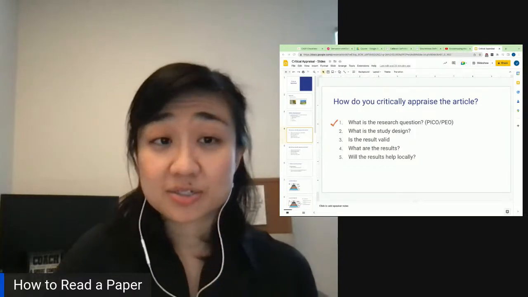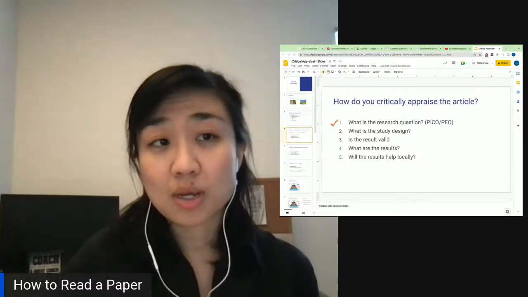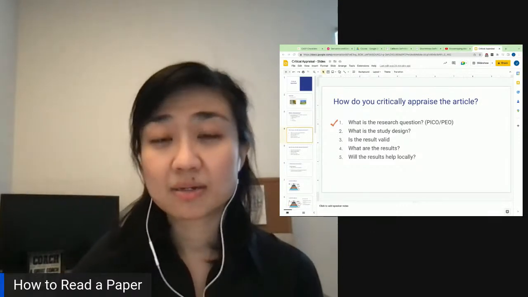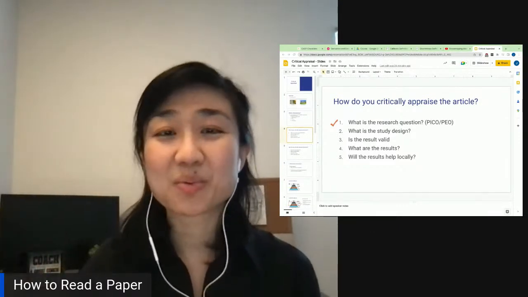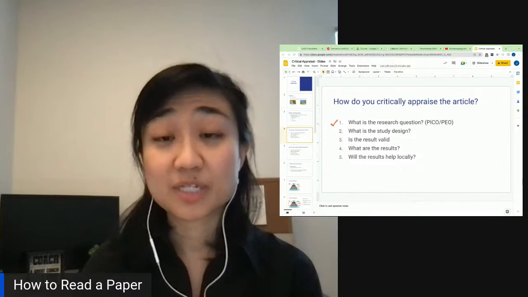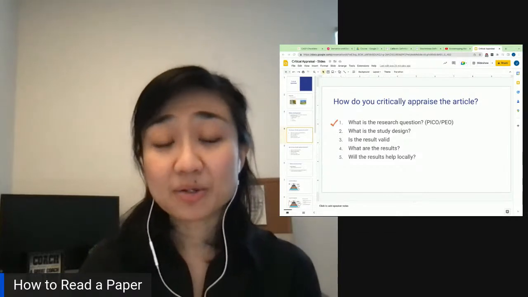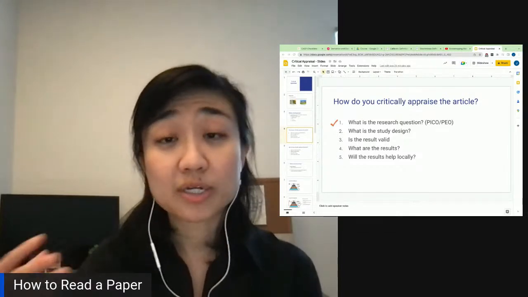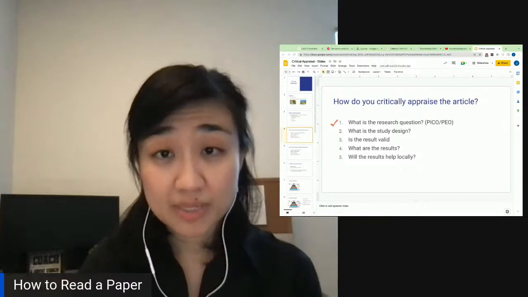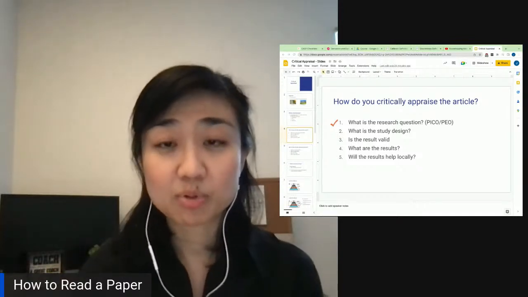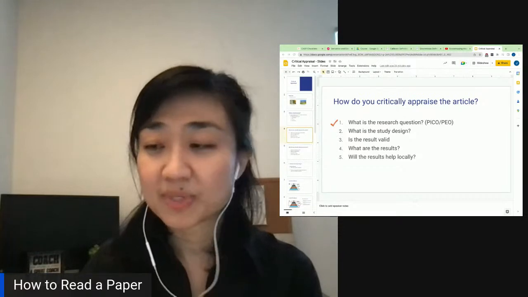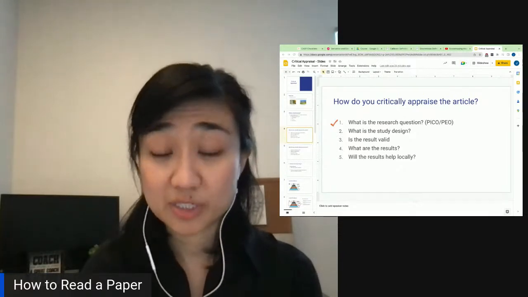How I'm going to present today is I will briefly show what critical appraisal means, just a brief slide, and then we will walk through a whole research paper together. My goal is to walk through it and give my commentary so that we can pull out some of the nuggets that you may see when you see a research paper.